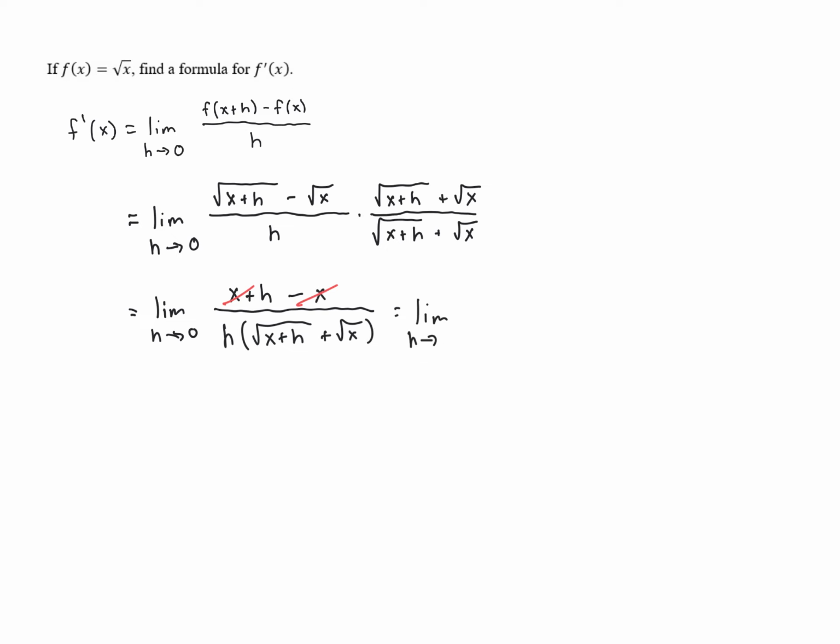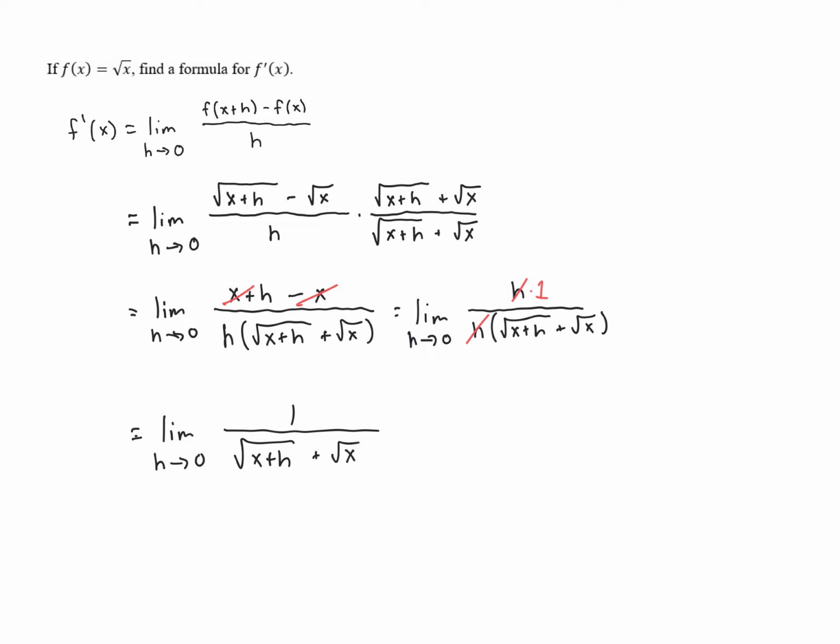So the limit as h approaches 0 of h over h times the sum of those square roots. And then we can see that the h's are going to cancel in the top and bottom. And of course, h is the same as h times 1. So we're left with a 1 in the top. So we have the limit as h approaches 0 of 1 over the square root of x plus h plus the square root of x.